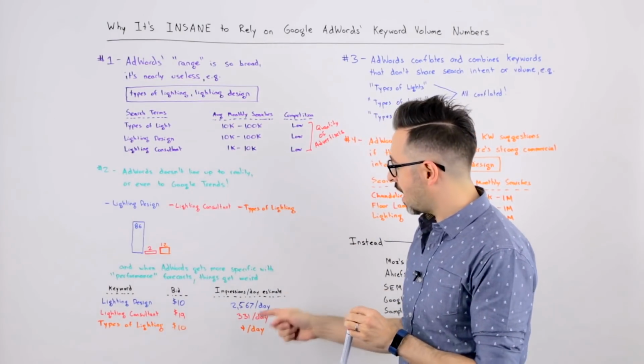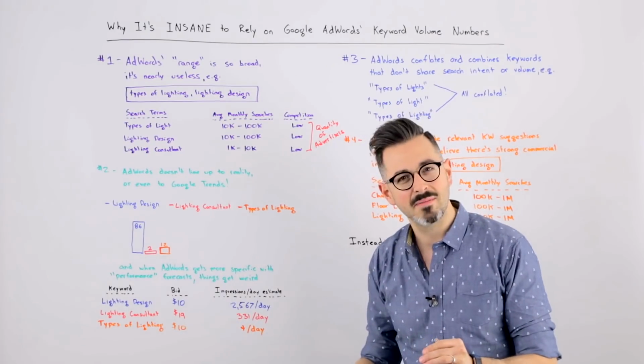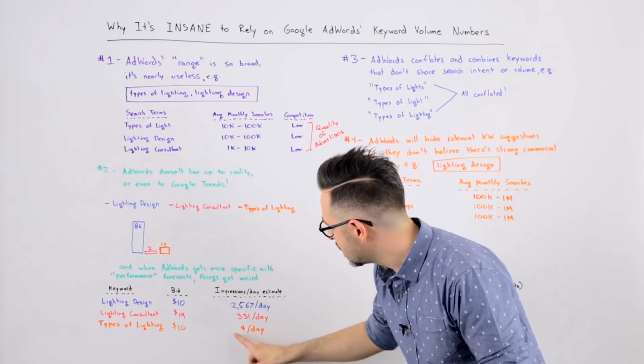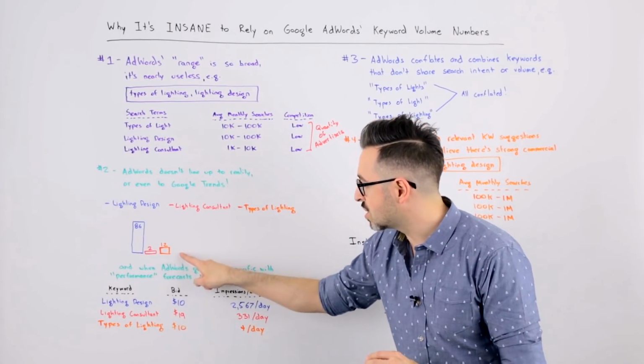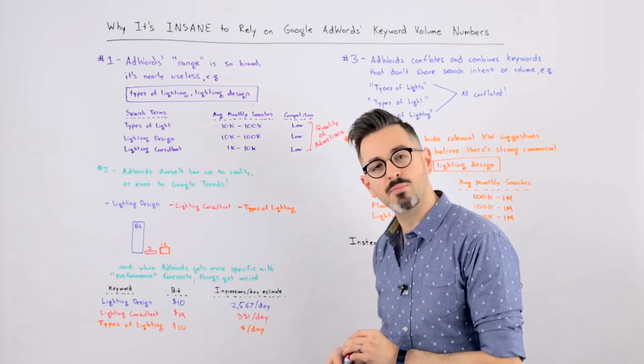I don't think this could possibly be right. It just doesn't make any sense. What's happening? Oh, actually, this is types of lighting. Google clearly knows that there's way more searches for this. There's a ton more searches for this. Why is the impression so low?